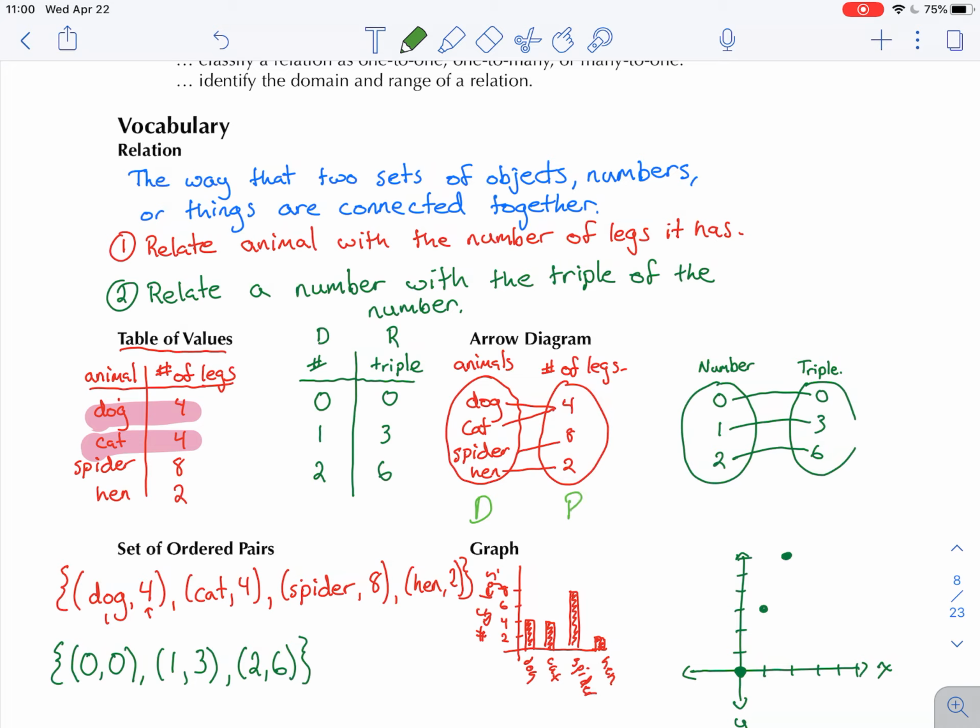You should be able to identify the domain and range of a relation. The domain is on the left-hand side and the range is on the right.